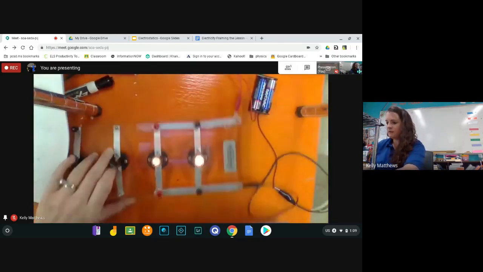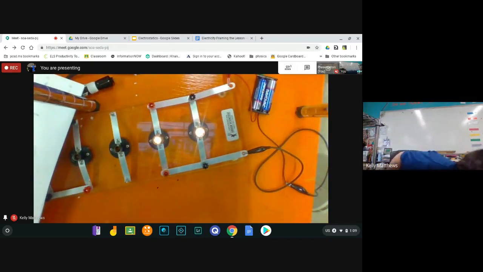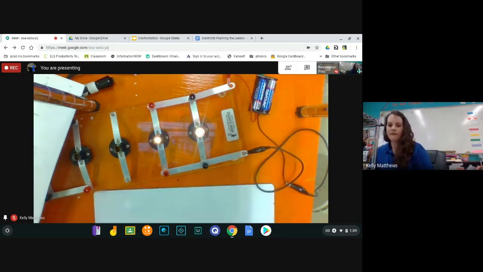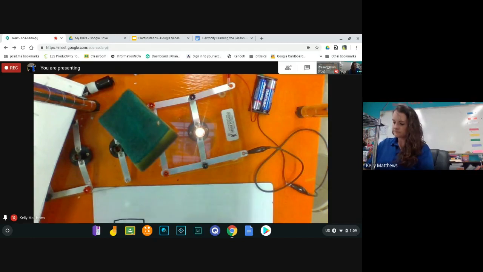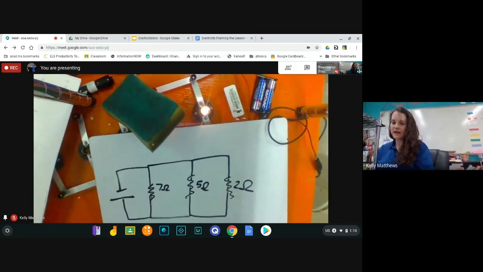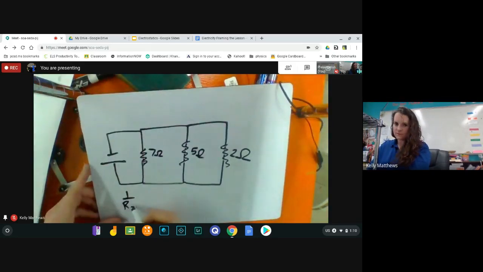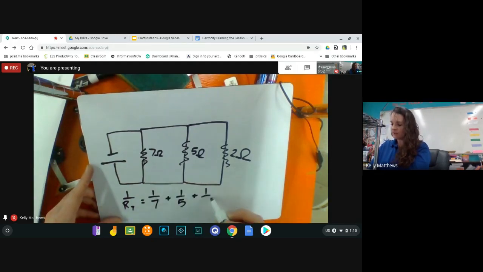So I'm looking at number 1A on your sheet, but again, I'm going to draw it because it's too small to show up good here. We have our battery, and we have our different branches. And we have our resistors. And so we have 7 ohms and 5 ohms and 2 ohms. And so the way that we are determining our total resistance, 1 over the total resistance is equal to 1 over 7 plus 1 over 5 plus 1 over 2.